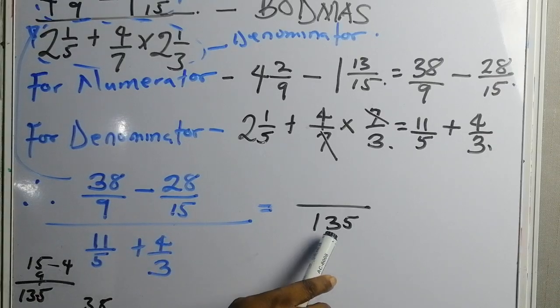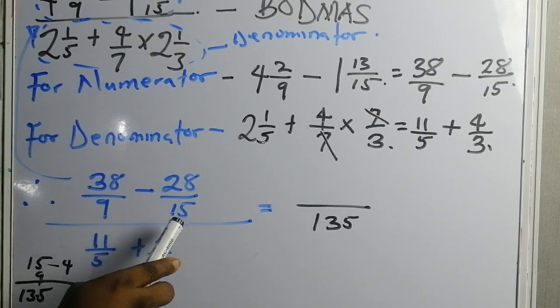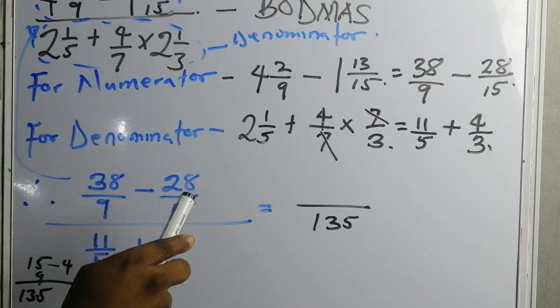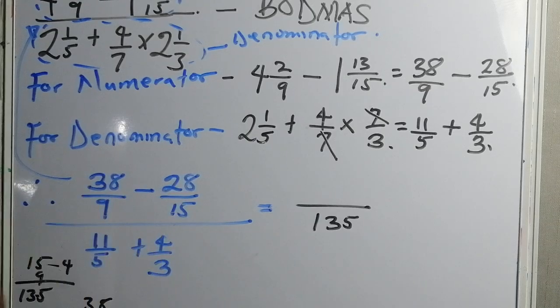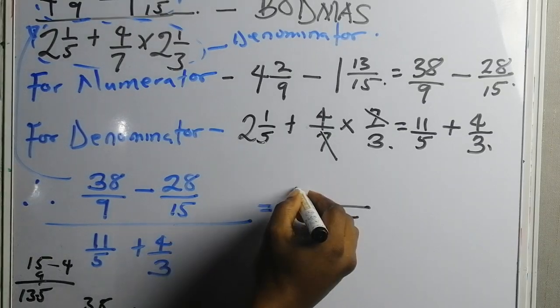I hope you understand. 135 divided by 9 is 15. Okay, it will now be 15 times 38. So 8 times 5 is 40, carry 4. 5 times 3, 15 plus 4, that's 19. This one is 8, this one is 3. That's 0, 7, 5. So this is 570.